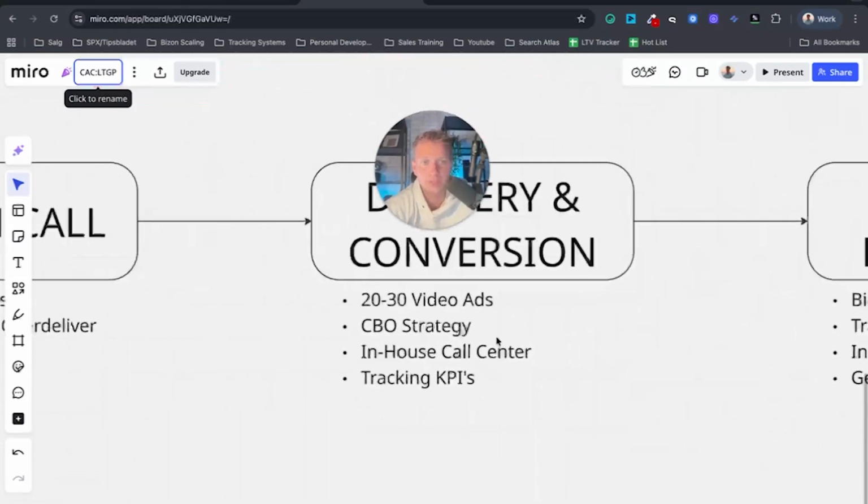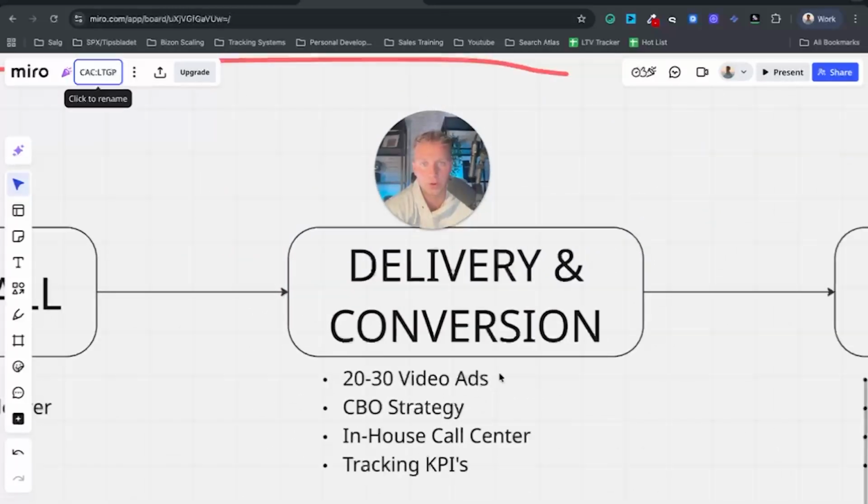Then obviously we have the delivery, which is also extremely important. So we are pushing out 20 to 30 different videos when we sign on a client. This is also like campaign budget optimization, different ad sets, just because we have seen the more room for Facebook we give them to play with stuff, the better the results are.